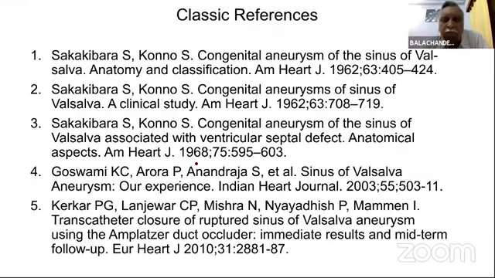And some of the older examiners, like me, are fond of asking what is a classical reference for RSOV. Because the newer people wouldn't have gone through this. This is the first description of Sakakibara and Konno in American Heart Journal of 1962.